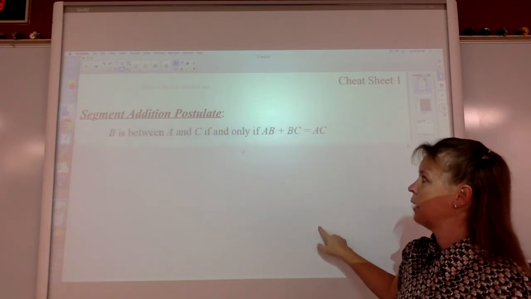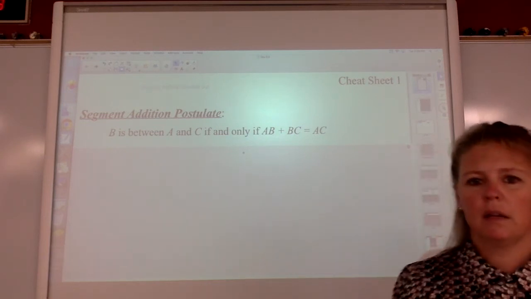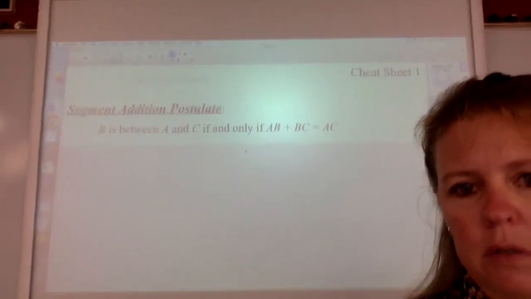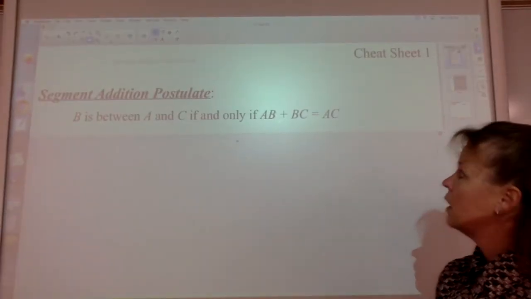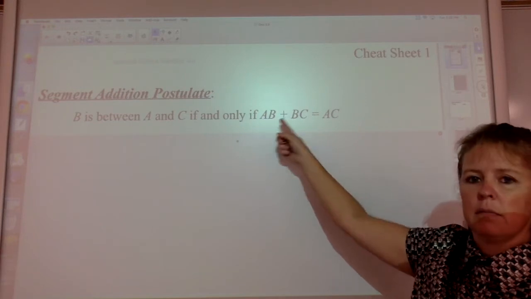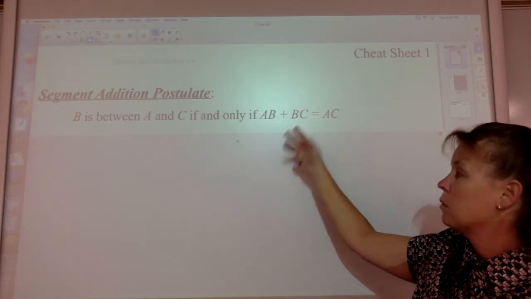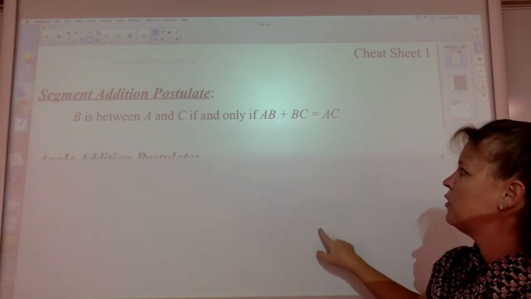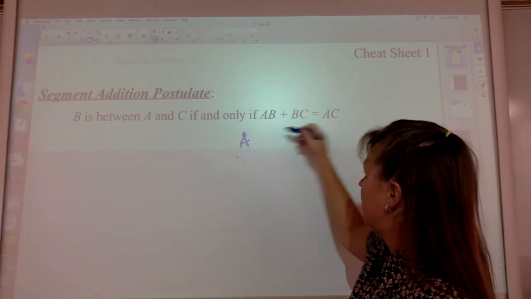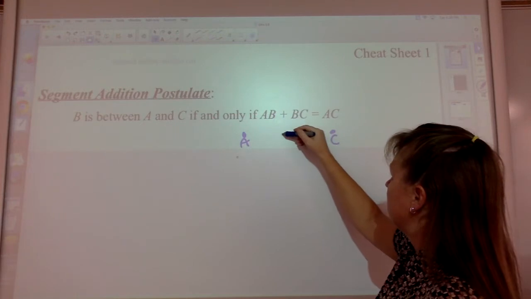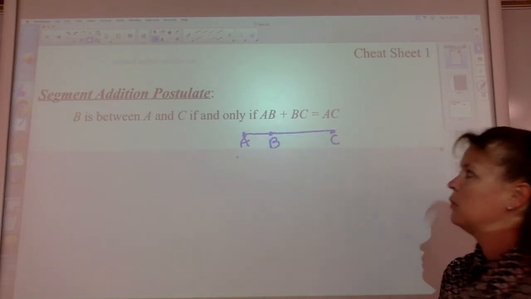The segment addition postulate says you've got to have a point, in this case B, which is between A and C. I'm going to move this closer so we can get really clear. If and only if, we've learned that about biconditionals, the measure of AB plus the measure of BC equals the total measure of AC. Remember that those are measures when you don't have a bar over it. So B has to be between A and C, which means if this is A and this is C, B would be somewhere in between. It does not mean that it's in the middle. It just has to be between it somewhere.